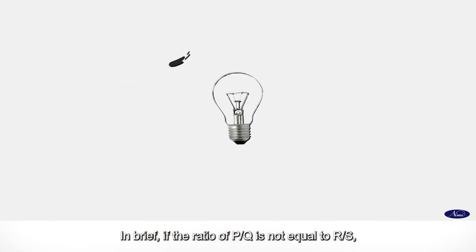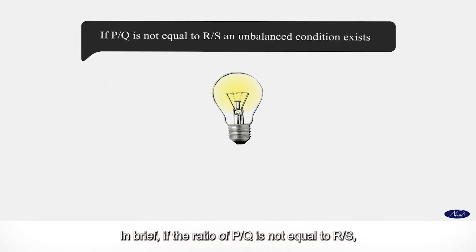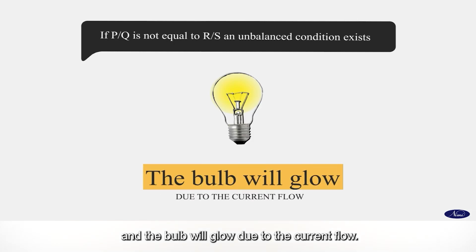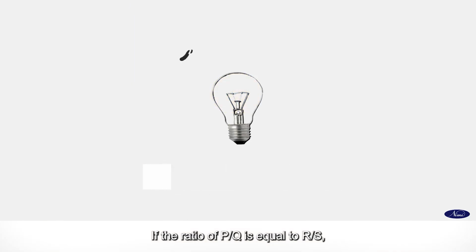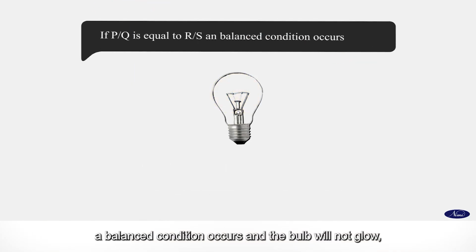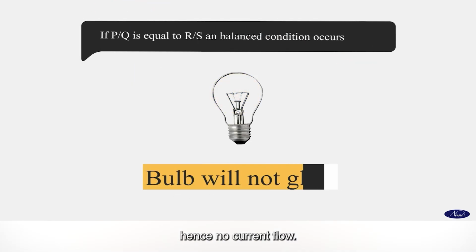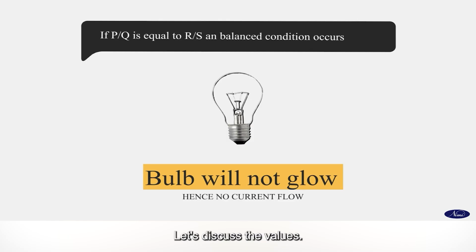In brief, if the ratio of P upon Q is not equal to R upon S, an unbalanced condition exists and the bulb will glow due to the current flow. If the ratio of P upon Q is equal to R upon S, a balanced condition occurs and the bulb will not glow, hence no current flow.